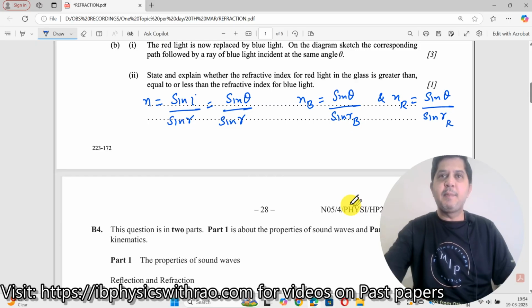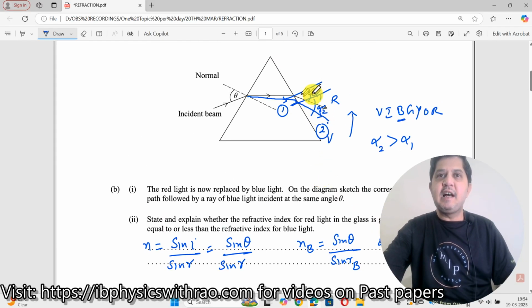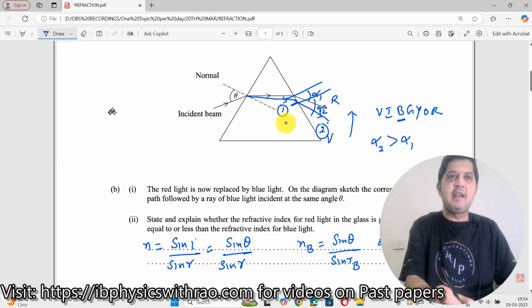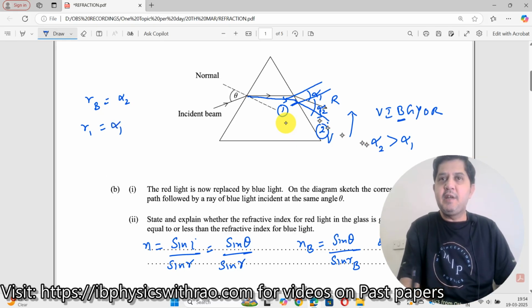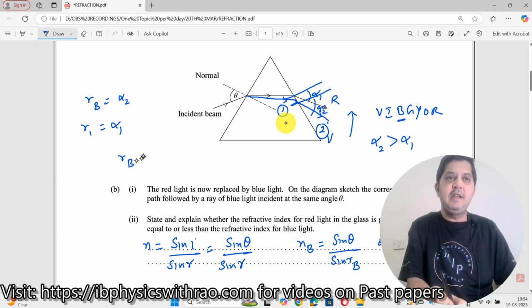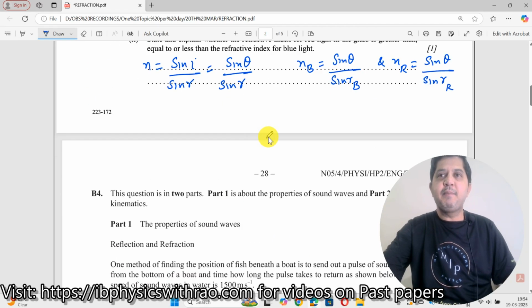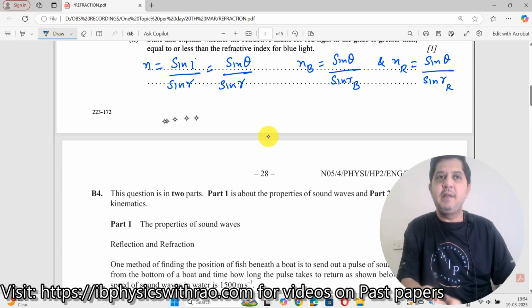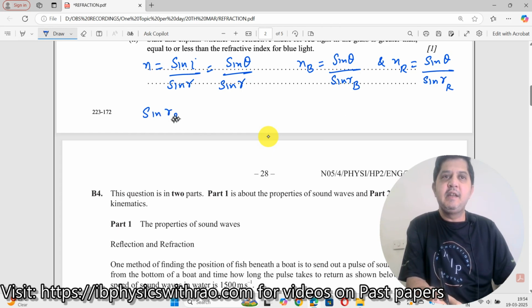Now what do we know from the previous diagram? We know that this rb, what is rb? Alpha 2. Okay, I'll write it here. rb is equal to alpha 2, rr is equal to alpha 1. From here, what did we understand? We understood that rb is greater than rr. This is what we know. If rb is greater than rr, then sin rb would be greater than sin rr.